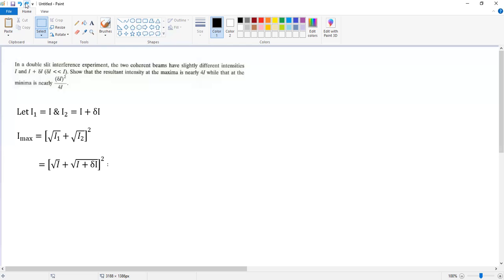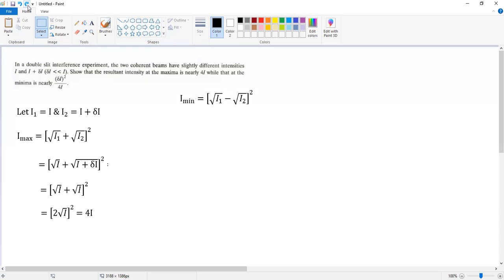As per the question, delta I is very small compared to I, so you can neglect the delta I part. It becomes root I plus root I whole square, which means 2 root I the whole square, which becomes 4I. So the first part is done. The maximum intensity is approximately 4I by neglecting delta I compared to I, which is already given in the question.